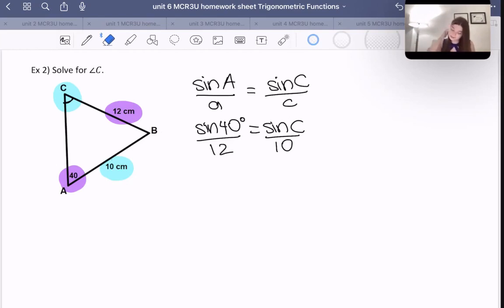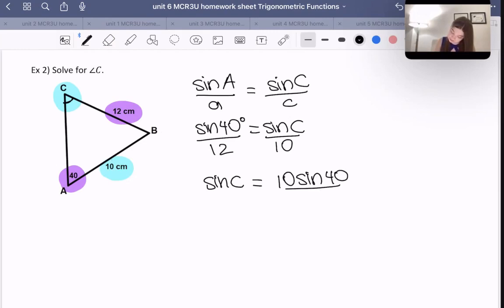So now I'm going to just move this 10 up so that I can get sine C is equal to 10 sine 40 over 12. Now I'm going to simplify my right side a bit further. I'm going to type into my calculator 10 times sine 40 equals divided by 12 equals. And that is 0.535656, etc. So I'll leave it like that.